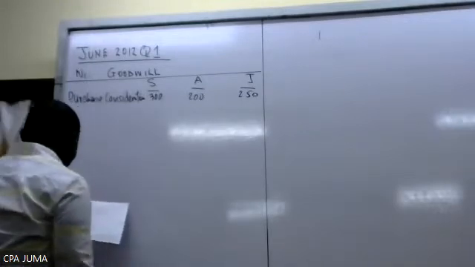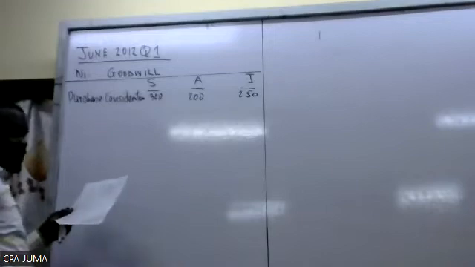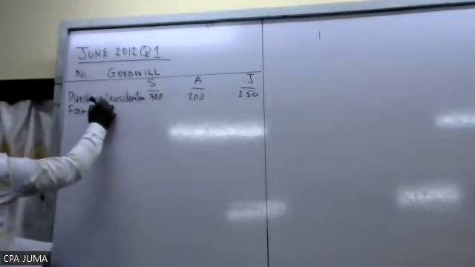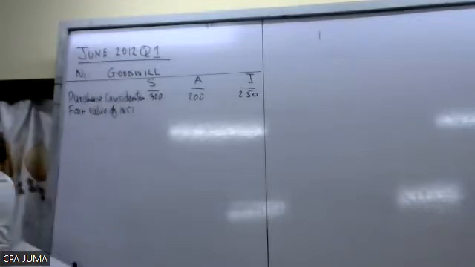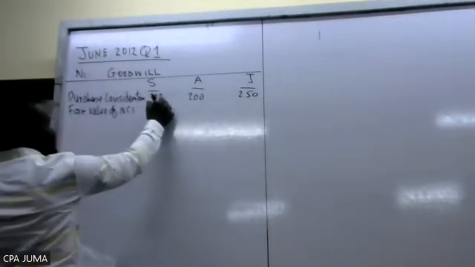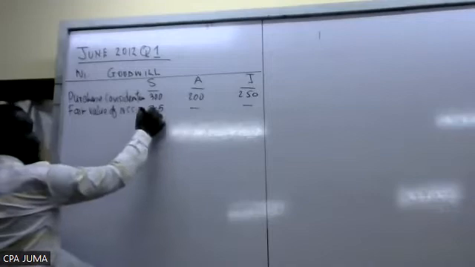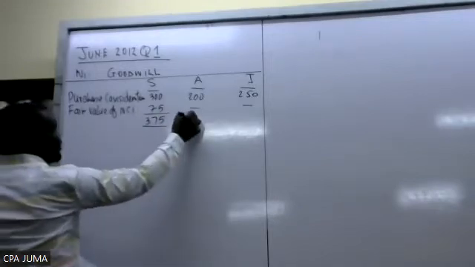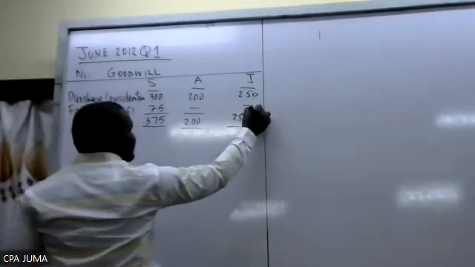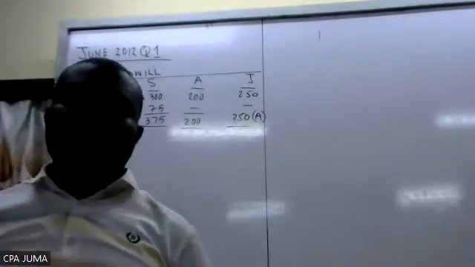Then the fair value of non-controlling interest in note 2, just how much? In note 2, there is the fair value of non-controlling interest. So you say fair value of NCI. Of course, NCI is in S. They say 75. So the total is 375. This is 200. This is 250. Call it A.